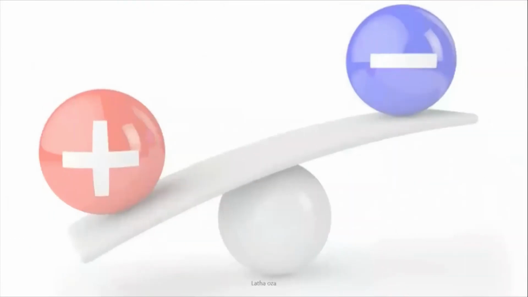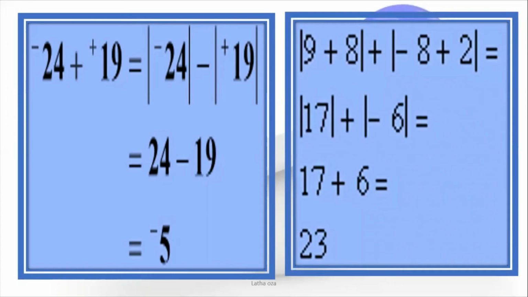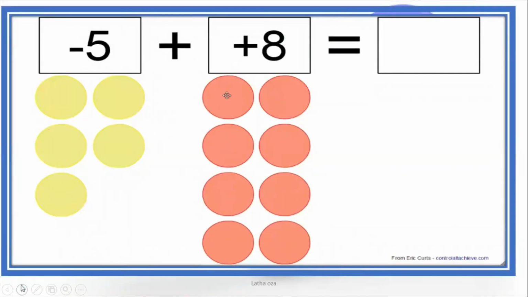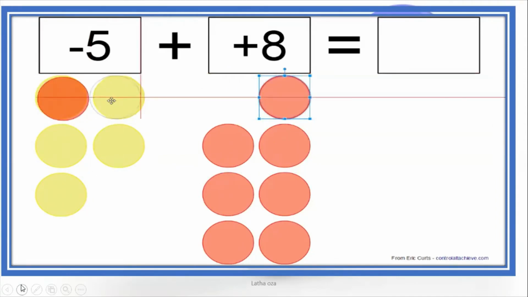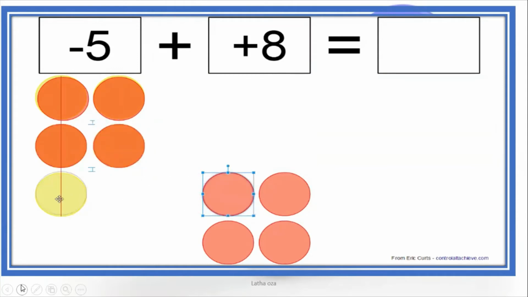A few examples of integers to be subtracted or added depending upon their sign. For example, -24 plus 19 is equal to -5. 9 plus 8 plus -8 plus 2 is equal to 23. When we take -5 plus 8, we count 1, 2, 3, 4, 5. So if we subtract 5 from 8, we are left with 3.